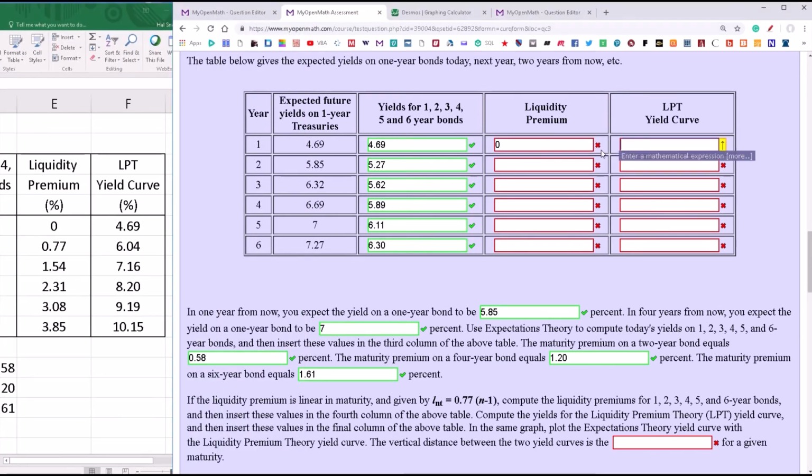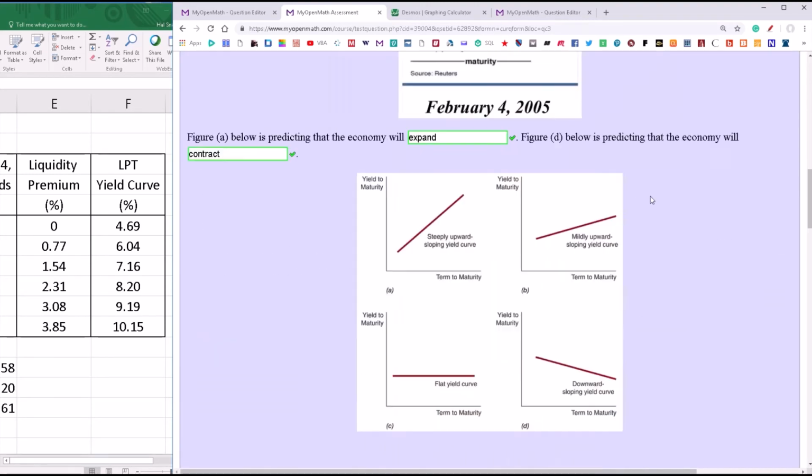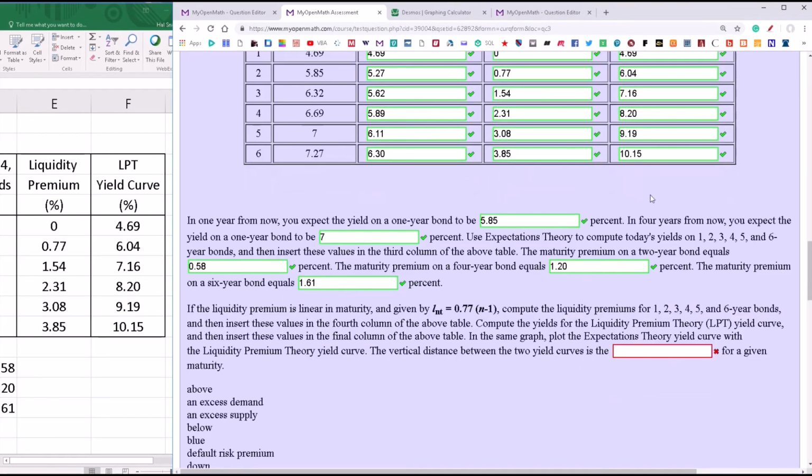So we got 0, 4.69, 0.77, 6.04, 1.54, 7.16, 2.31, 8.20, 3.08, 9.19, 3.85, and 10.15. Hit enter, we should get all that right. And we do. Okay, cool.